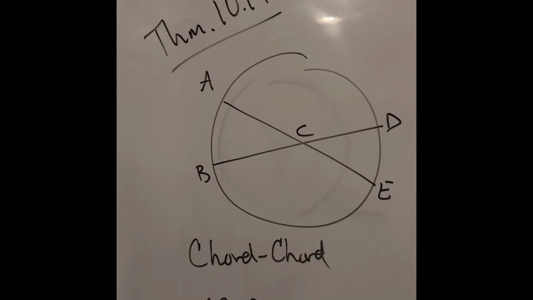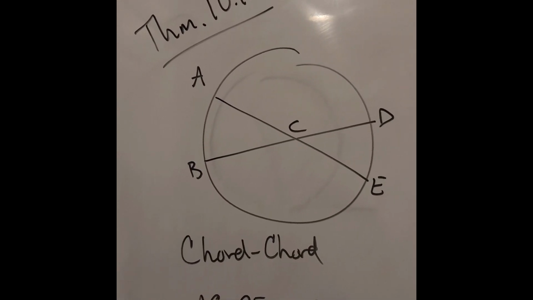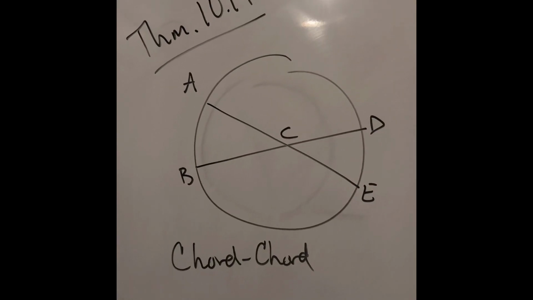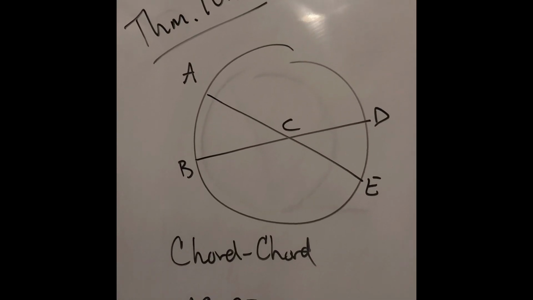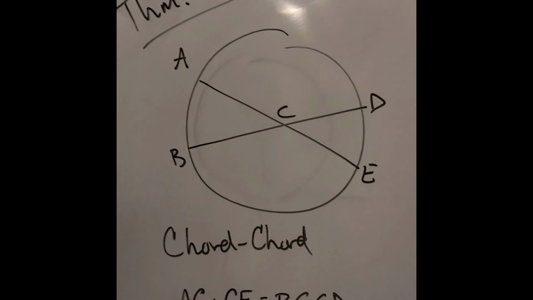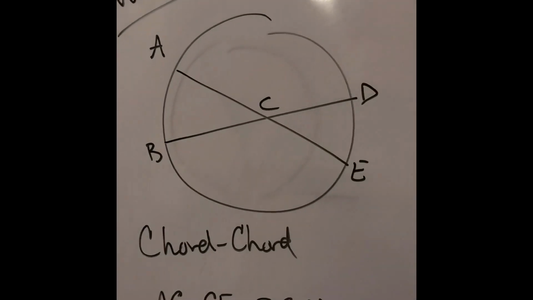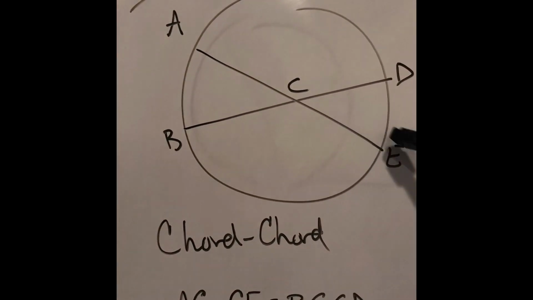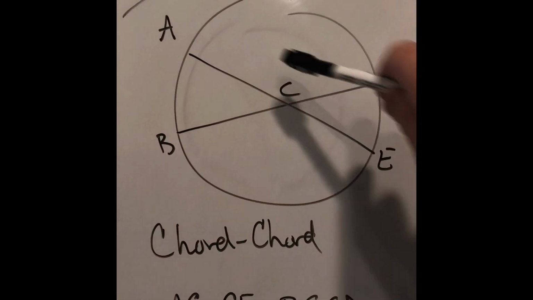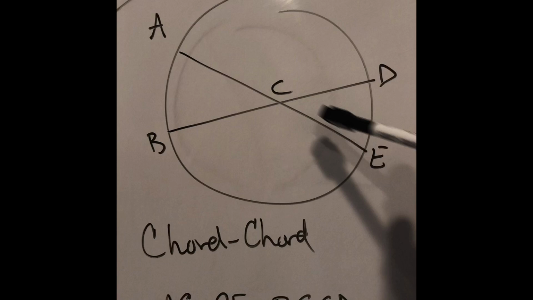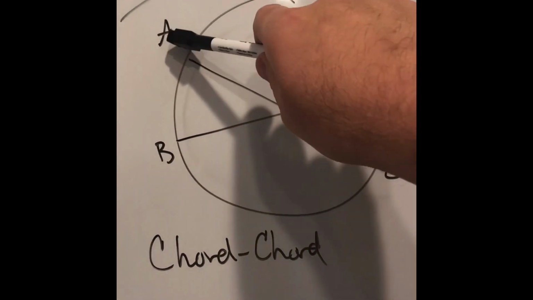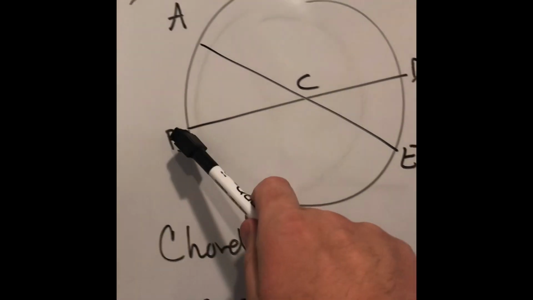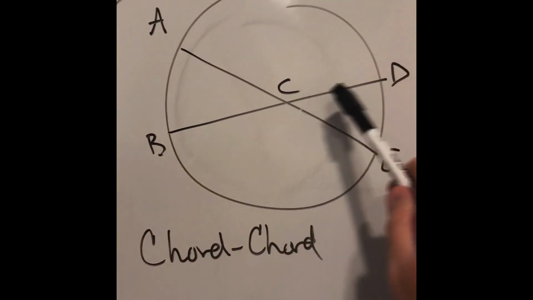All right, so theorem 1.4. What happens when we have to find the length of the segments that are going on here? This is section 10.6. When you have two chords, it's called the chord-chord power theorem. You multiply the two parts of the chord together. Notice how this chord AE is broken up into two parts. So we would take AC times CE, and that would equal BC times CD.